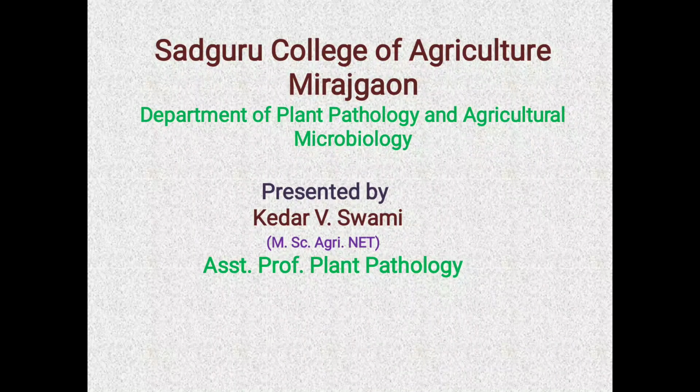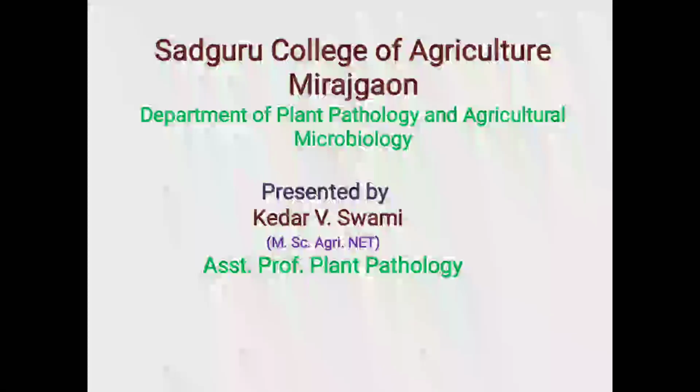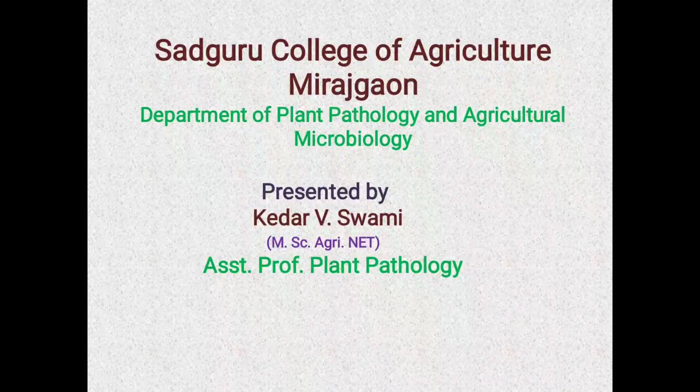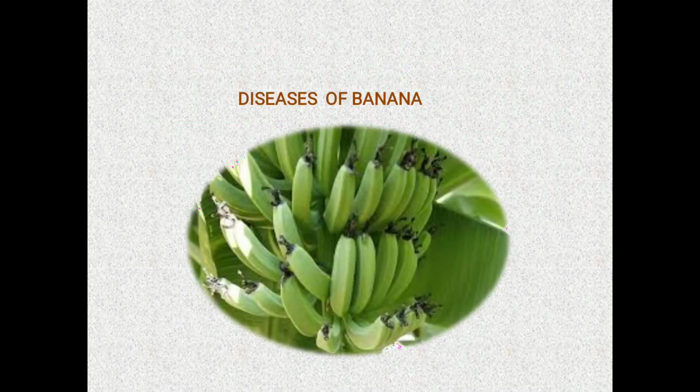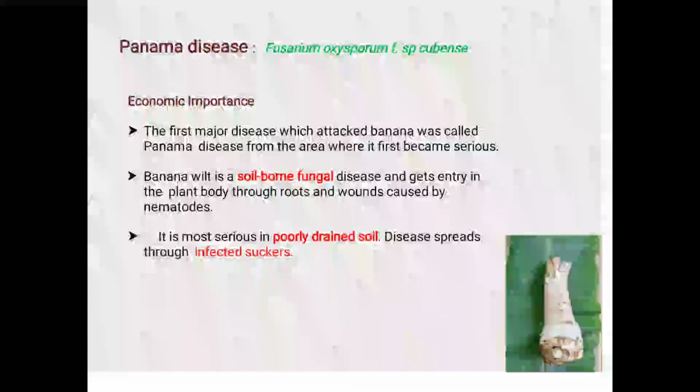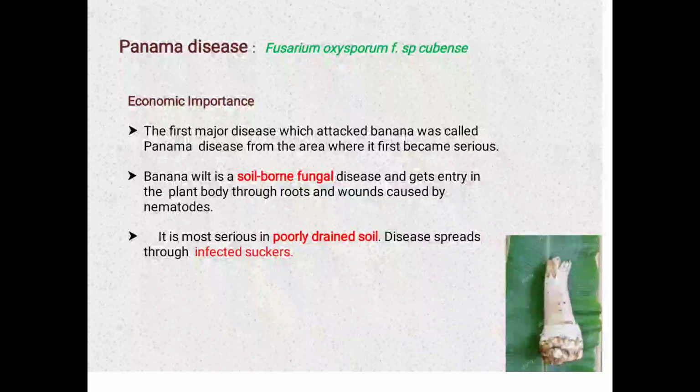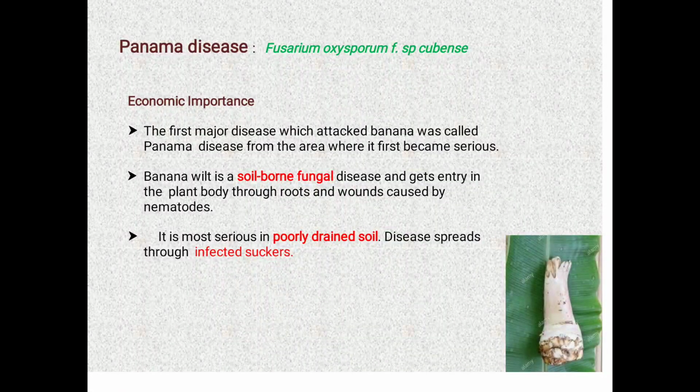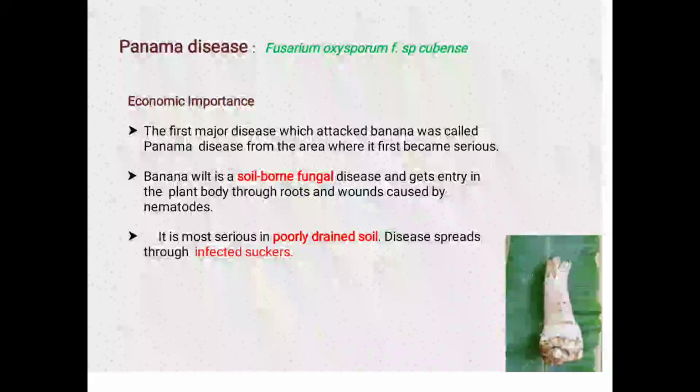Today we are going to see about the diseases of banana. There are different diseases which are responsible for reducing the yield of banana to a great extent. First disease, that is Panama disease of banana. It is caused by Fusarium oxysporum cubense, that is the causal organism, and it is basically a soil-borne fungus which can infect the banana plantation.